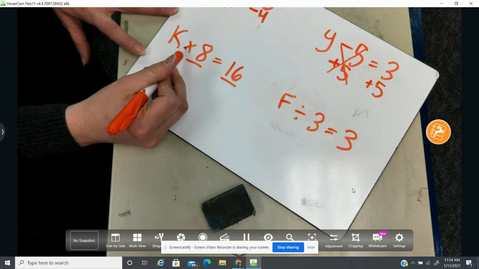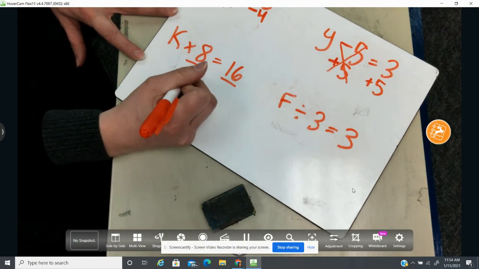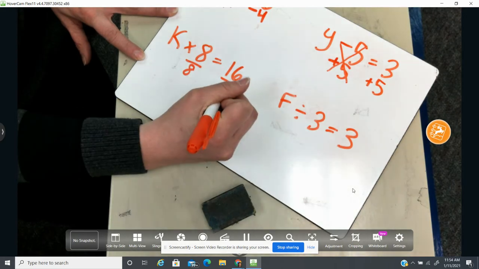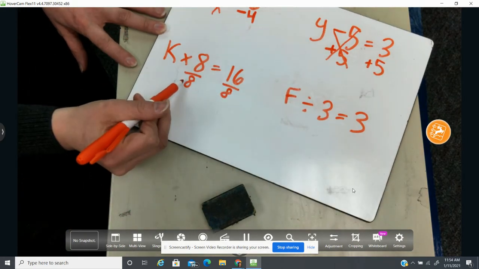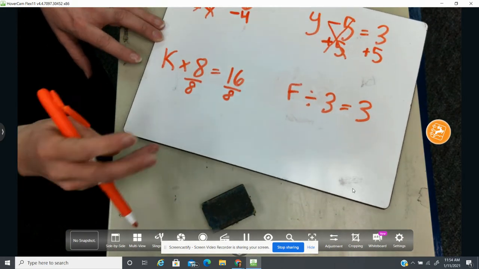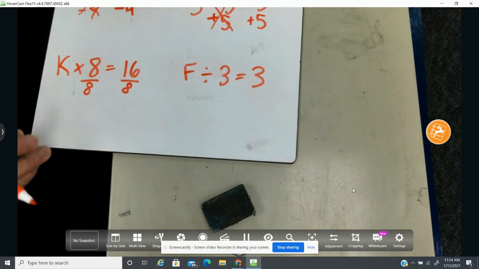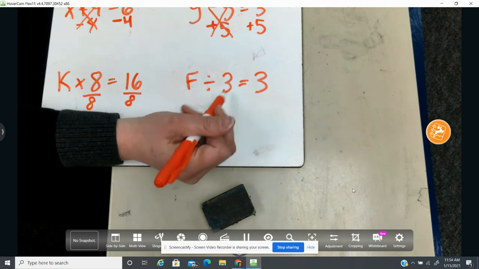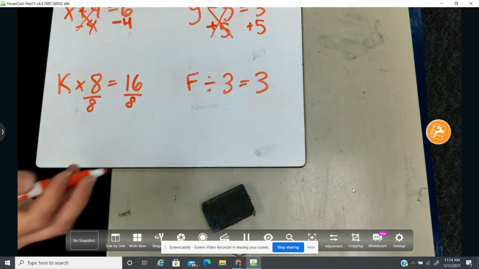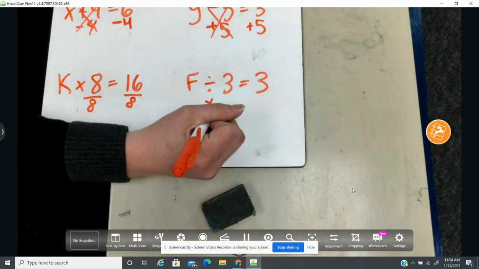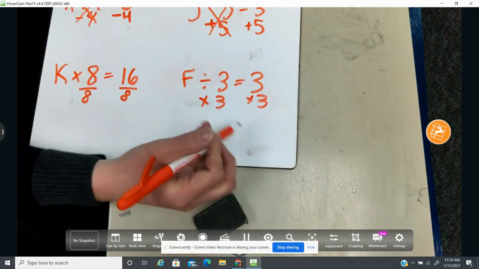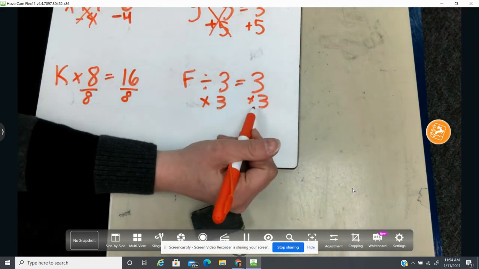So if we want to undo multiplication, we're going to divide by 8, the same number, because that's how you undo it. Divide by 8, because if you do it to one side of the equal sign, you have to do it to the other. Okay? And then if it's already being divided by 3, and we want to undo this divide by 3, we are going to do the opposite, which is multiply by 3. And remember, if you multiply by 3 over here, you have to do it over here.